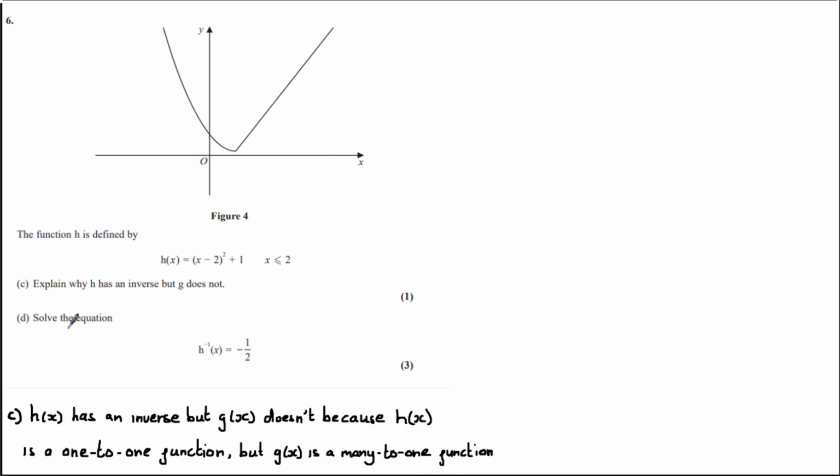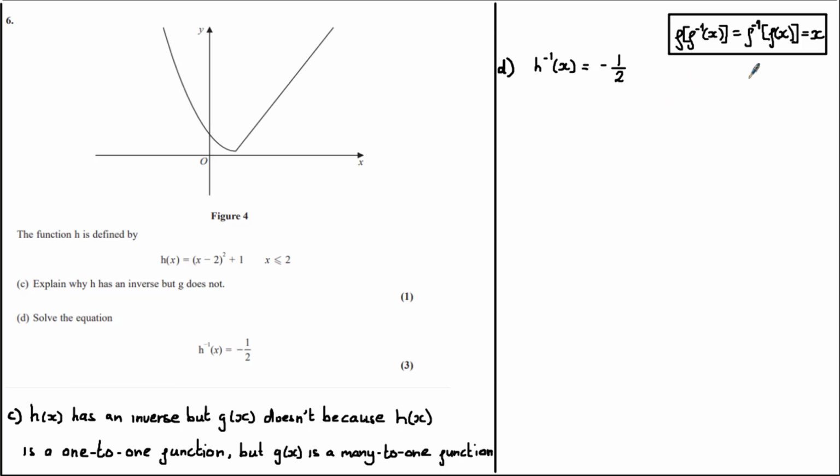Okay, part D says solve the equation h inverse of x is equal to negative a half, and this is for 3 marks. So in order to solve this equation, we need to find a way of making x the subject of this equation. So some of you might remember that if you have a function, say f of x, and it has an inverse, the way to find x is to apply its inverse to itself. So using this fact here, if we apply h to both sides of this equation as follows, we would get h of h inverse of x is equal to h of negative a half.